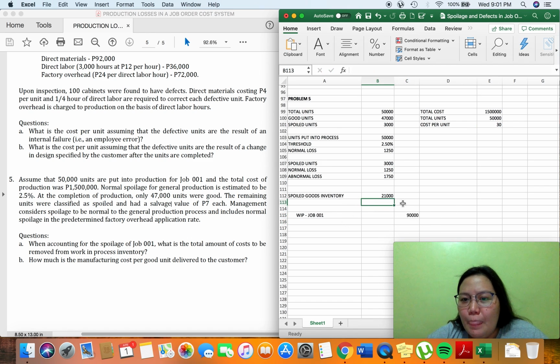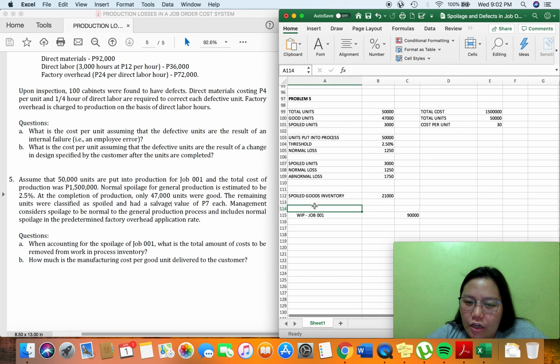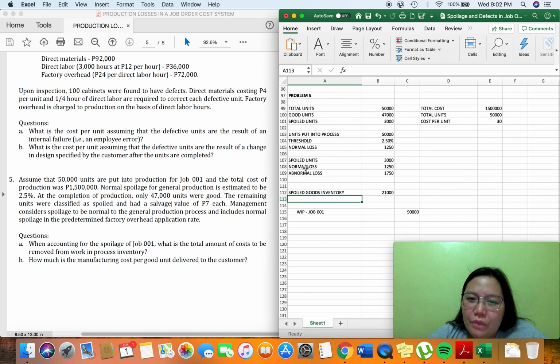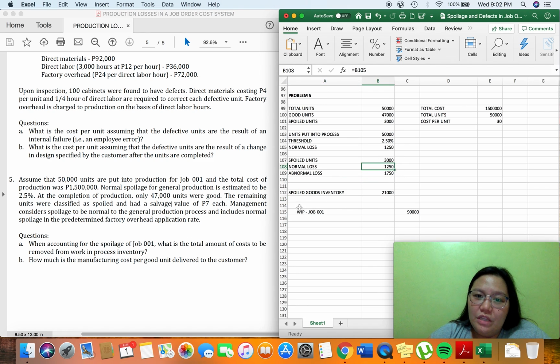Okay? 90,000. So, the total loss, syempre, amounts to how much? Magkano yan? So, 90 minus 21,000, I think this is equal to 69,000. However, you cannot charge everything to factory overhead control. Kasi nga, di ba, out of the 3,000 spoiled units, only 1,250 units is considered as normal loss. So, yung normal loss natin na 1,250, the amount of this loss will be charged to the factory overhead control account.